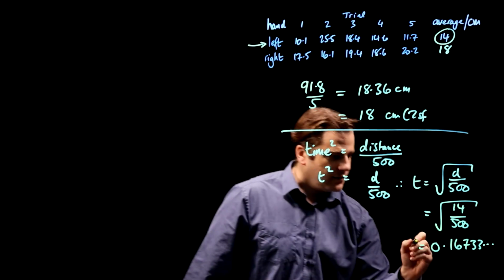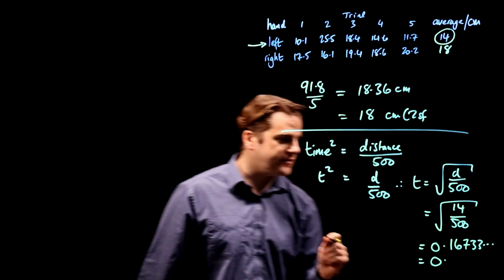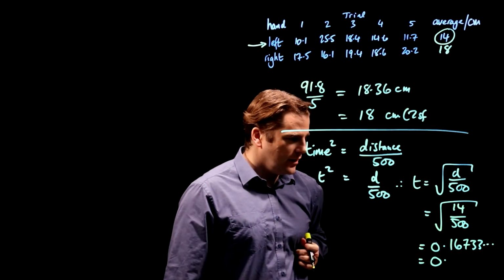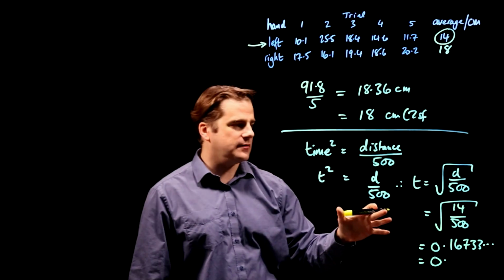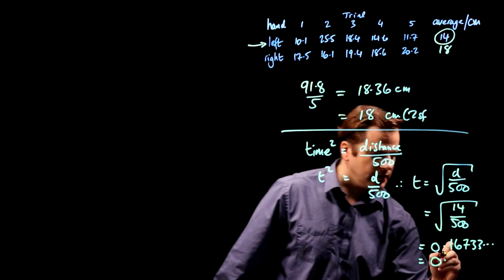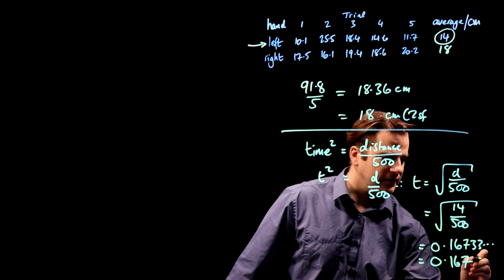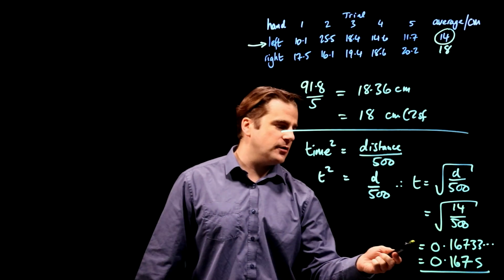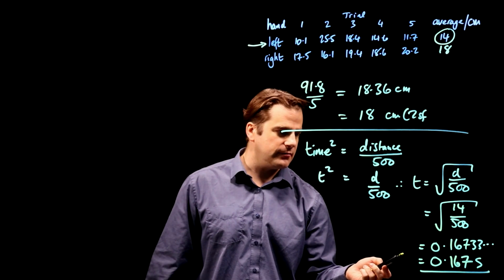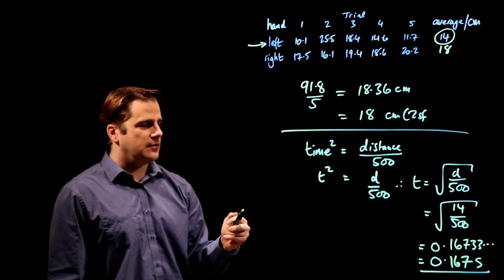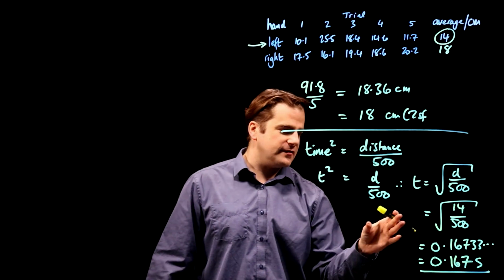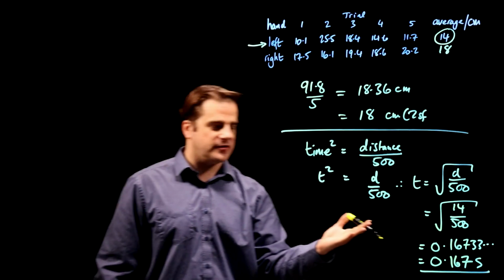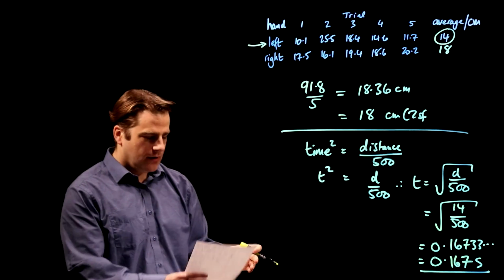We're not going to leave it like that. What's a sensible number of decimal places to take it to? Well, I would say it's quite a short period of time, so let's just leave it as 0.167 seconds. Okay, you could write 0.17 seconds, which would probably be fine. But this is a very short period of time, so I think 0.167 seconds is sensible.